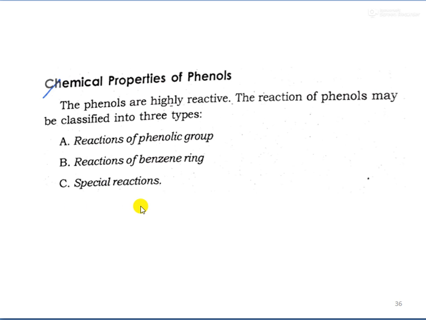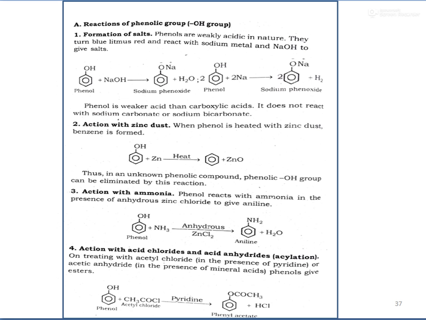So, the chemical reactions of phenols. The reactions of phenols discussed in your text are categorized into three: reactions of the phenolic group, reactions of the benzene ring, and then some special reactions. Let us see the reactions of the phenolic group. First is the formation of salt. Phenol is acidic, so when reacted with a base, an acid reacts with a base to give salt and water.